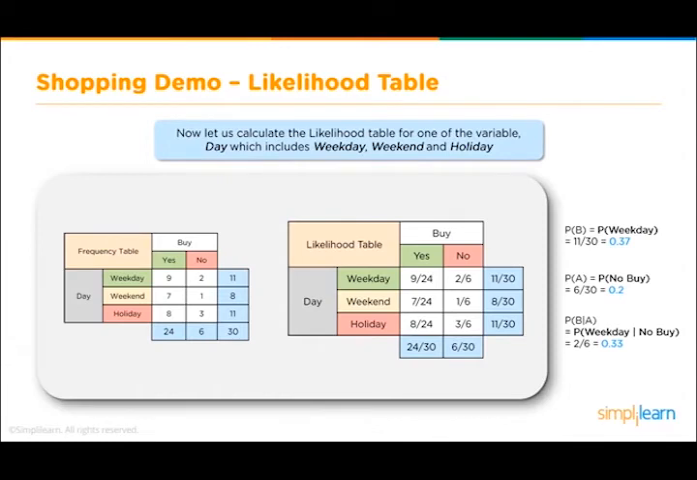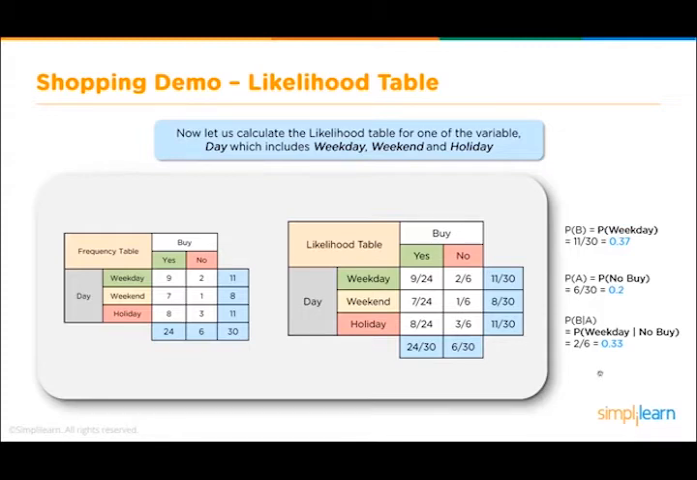Now let us calculate the likelihood table for one of the variables. Let's start with day, which includes weekday, weekend, and holiday. And let us start by summing all of our rows. So we have the weekday row, and out of the weekdays, there's 9 plus 2, so it's 11 weekdays. There's 8 weekend days and 11 holidays. Wow, that's a lot of holidays. And then we want to sum up the total number of days. So we're looking at a total of 30 days.